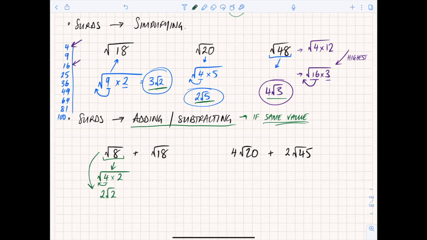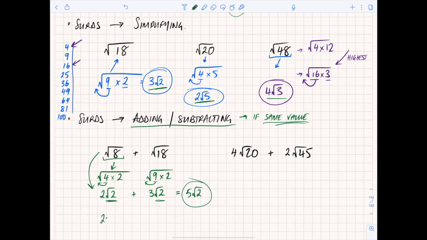We've already done root 18, and we know it was 9 times 2, square root of 9 times 2. So 9 gets square rooted, it becomes 3 root 2. So now you should be thinking, no, that's great, right? Because I've got root 2 and a root 2, they're the same. So I'm saying 2 root 2 plus 3 root 2, your answer very simply becomes 5 root 2.